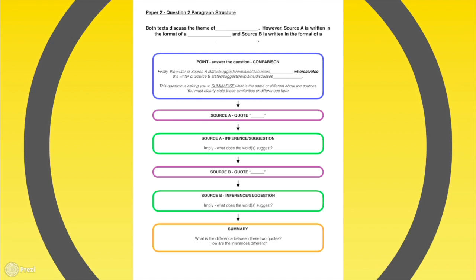And then at the very end of your paragraph, you write a brief summary, 1 or 2 sentences, and you just need to say what's the difference between these two quotes and how are the inferences different, okay? So each paragraph follows that format, and you only need to have that general comment at the top at the very beginning of your answer.